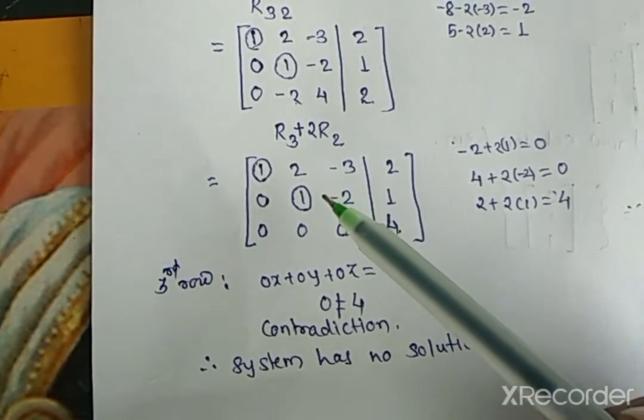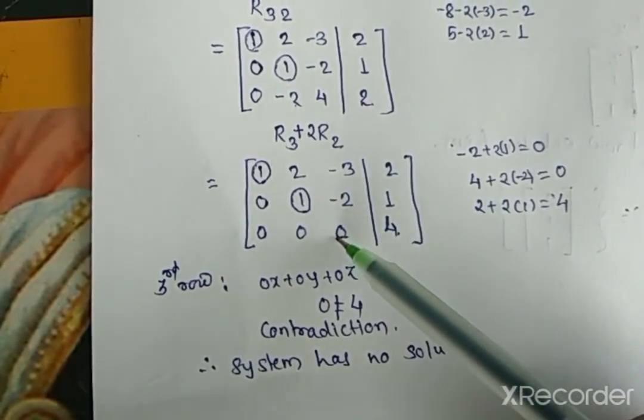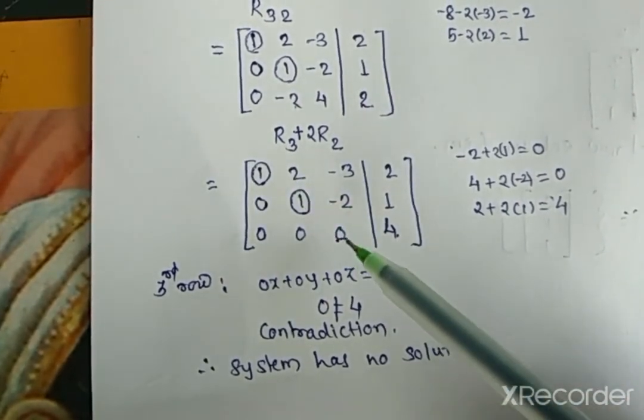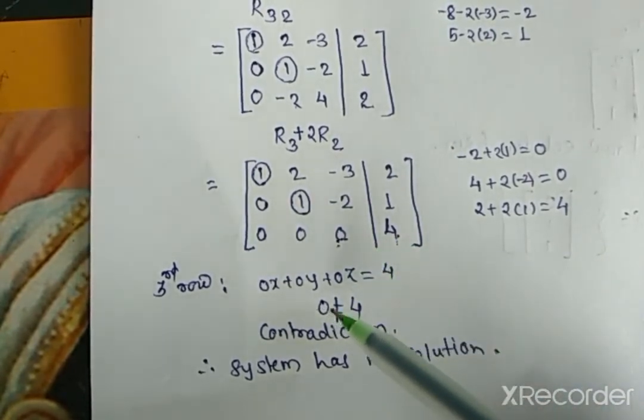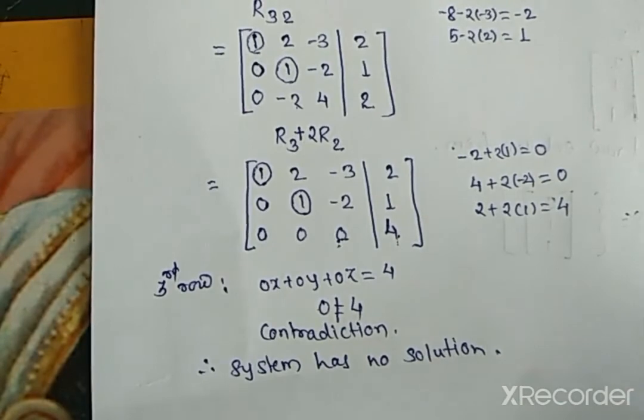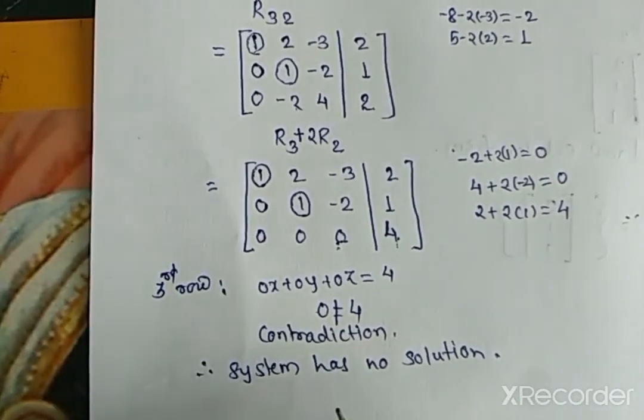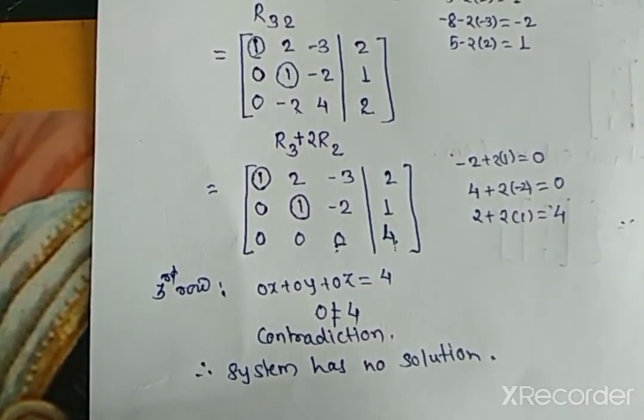In this example we have observed the row echelon form, but if you compare the right side and left side, they are not equal, 0 is not equal to 4, so we get a contradiction. So this is an example related to the Gauss-Jordan method.